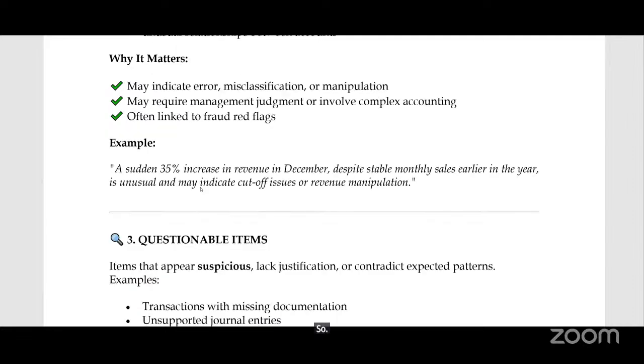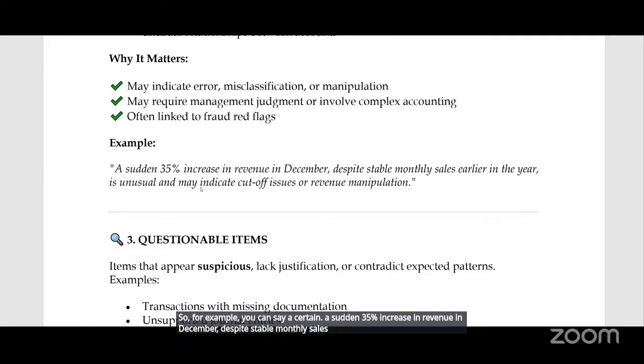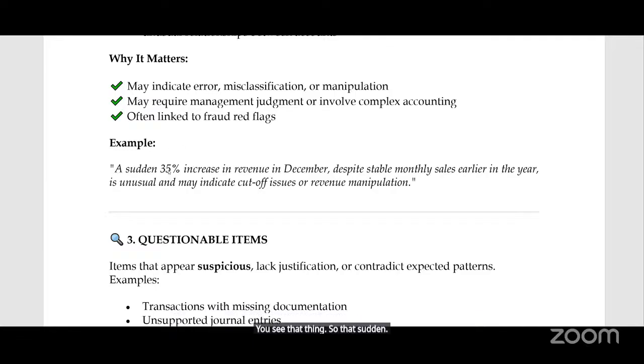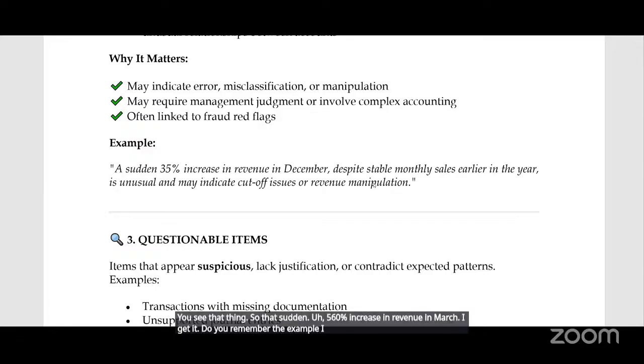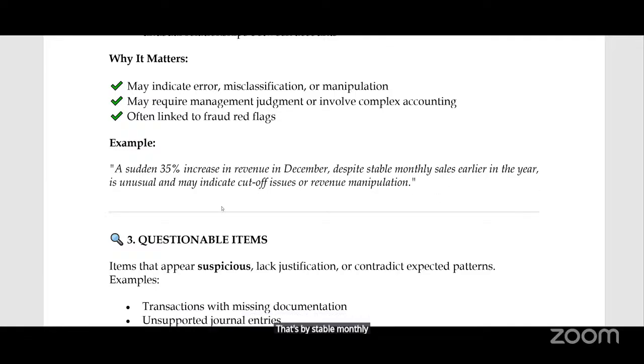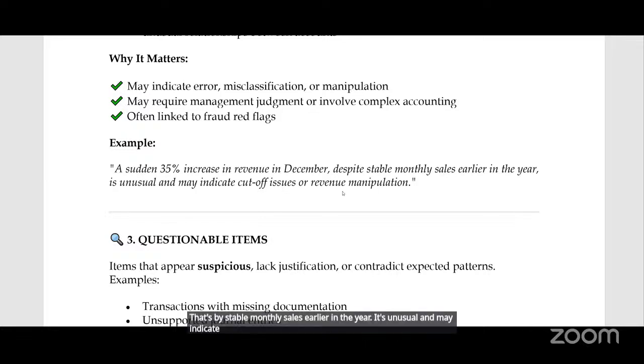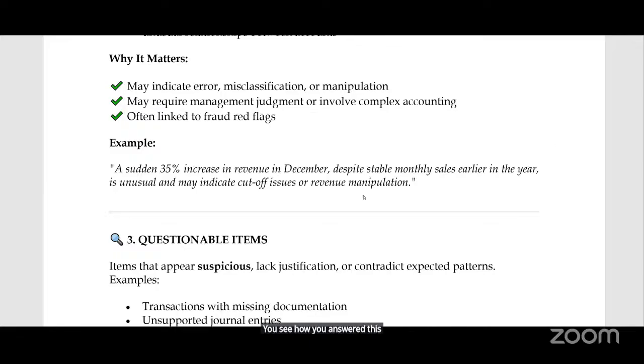So, for example, you can say a sudden 35% increase in revenue in December, despite stable monthly sales earlier in the year, is unusual and may indicate cut-off issues or revenue manipulation. You see the thing? So that sudden 560% increase in revenue in March, I get it. Do you remember the example I gave? Or a 2000% increase in March, despite stable monthly sales earlier in the year, is unusual and may indicate cut-off issues or maybe revenue manipulation. You see how you answered this? Yes. So sometimes these things are there.